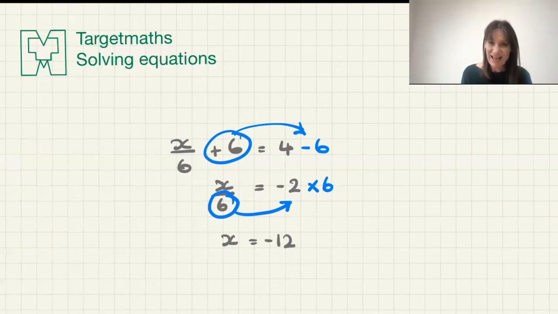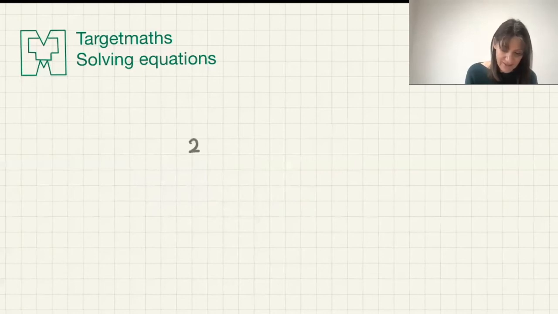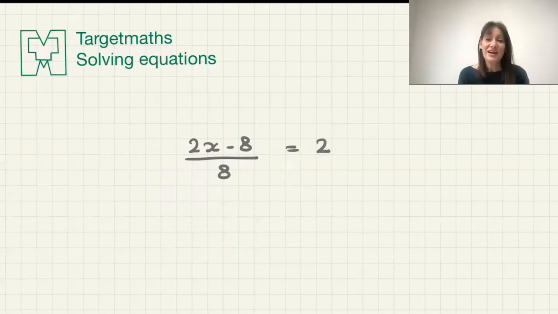If you did that and got it right, brilliant. Honestly, brilliant. Really, really good. Okay. Let's have a little look at this. 2x minus 8 all over 8 equals 2. All right, so different again. Trust in what we've learned so far. Hit that pause and press play when you want to have a little look at how you got on.